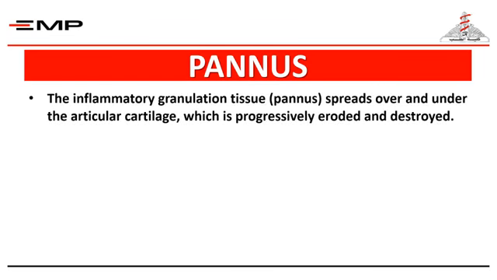Pannus. The inflammatory granulation tissue, which is called pannus, spreads over and under the articular cartilage, which is progressively eroded and then destroyed.